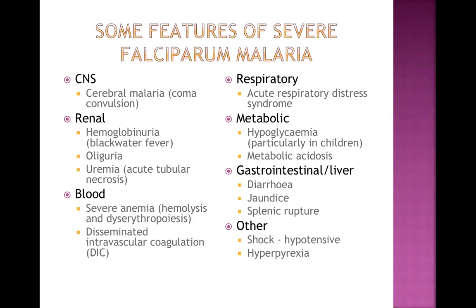In blood, there is severe anemia because of hemolysis, and there may be DIC as well. In the respiratory system, there is ARDS, acute respiratory distress syndrome, which is also known as shock lung. It can kill the patient easily. In metabolic complications, there is hypoglycemia, which is particularly common in children, as well as metabolic acidosis. Different reasons for that. Other important ones are shock, that is hypotensive shock, maybe because of algid malaria, or high grade fever because of hyperpyrexia.